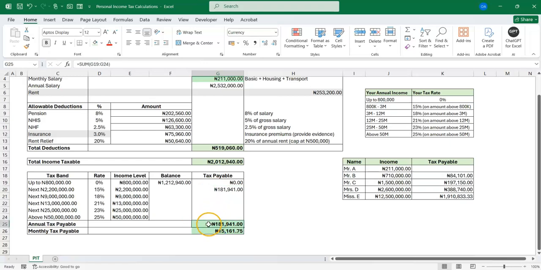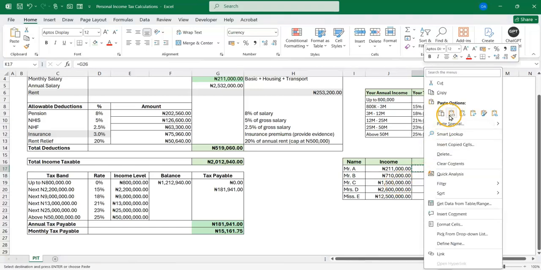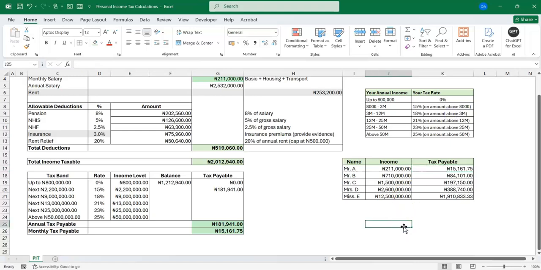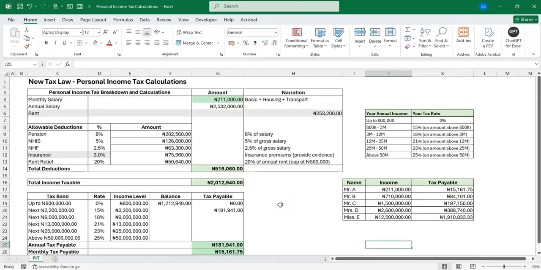And then we see that this is the tax liability. The annual tax liability is 181,941, and then the monthly tax liability is just 15,161 naira 0.75 kobo. So we can just come here and say equals to this amount. Then I want to copy this and paste this as values, and then we have that. So based on the new tax law taking effect January 2026, you just get this template, just input your monthly salary, it will calculate and show you your tax liability.